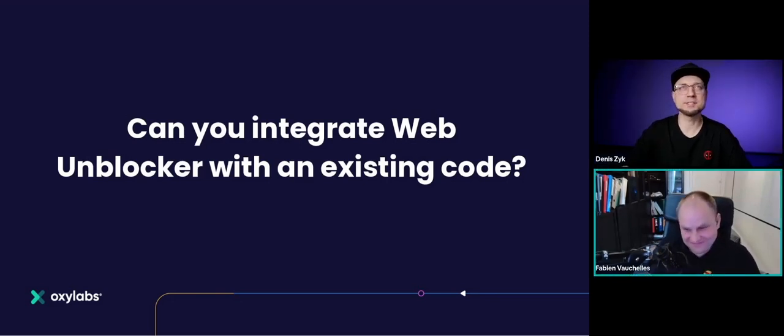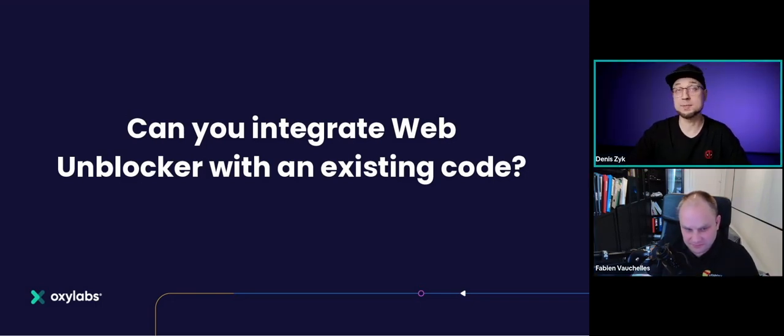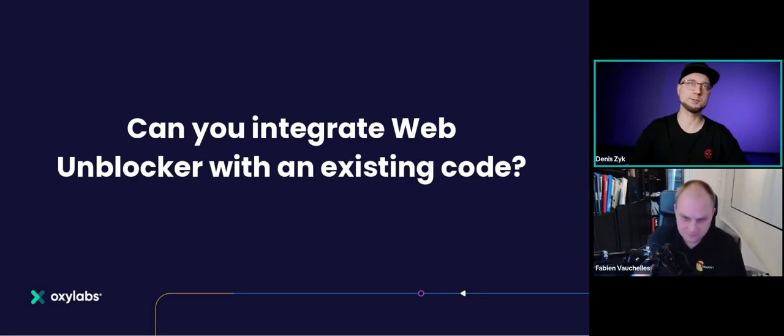The next question is, can you integrate Web Unblocker with existing code? This one is on me, I'd say. You can definitely integrate Web Unblocker with your existing code. Moreover, if you were already using some HTTP or HTTPS proxies, you can integrate Web Unblocker because it integrates as a proxy endpoint. You just specify Web Unblocker and your user credentials for the Web Unblocker product as a proxy within your code, and just fire up those requests as if it was a simple generic relay proxy.